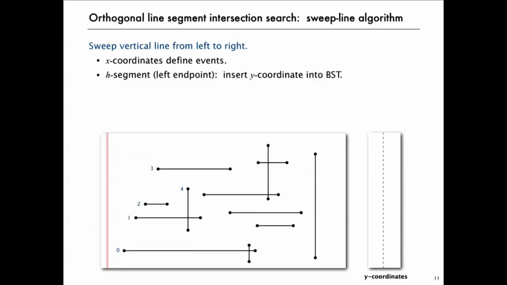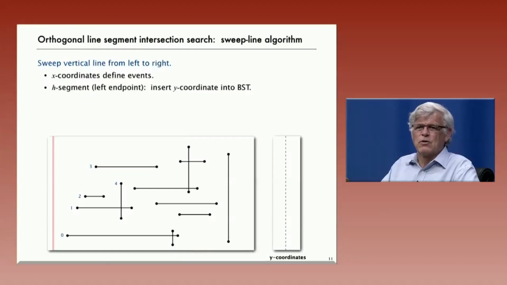So the method that we're going to look at is the so-called sweep line algorithm. And the idea is to think of a vertical line that sweeps from left to right through the data, and to consider it as every time it hits some line segment as an event where we have to do something. So sweeping from left to right means we consider each x coordinate as an event.